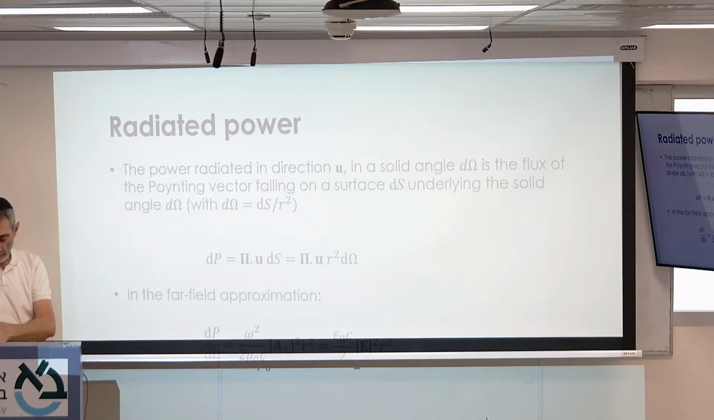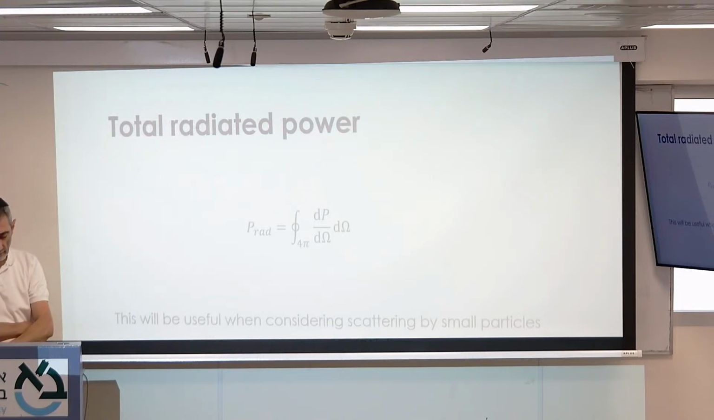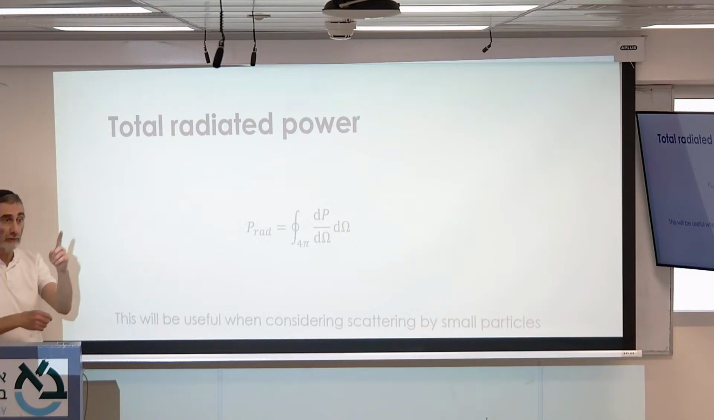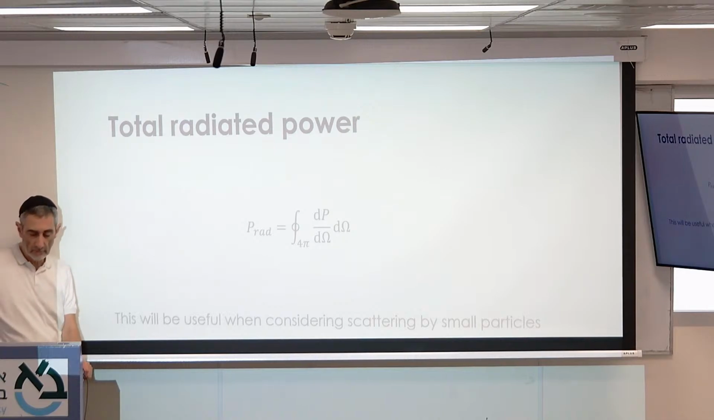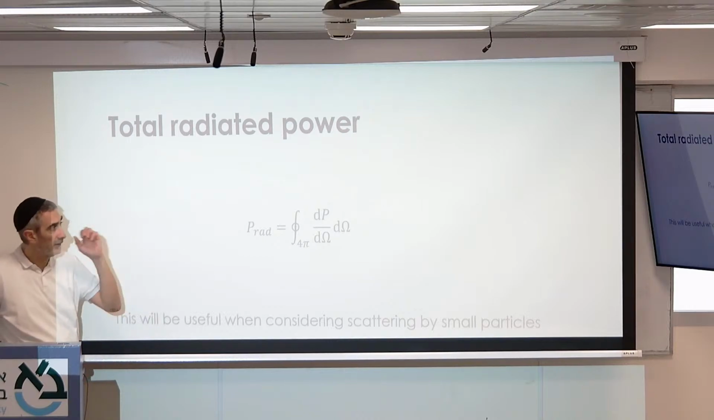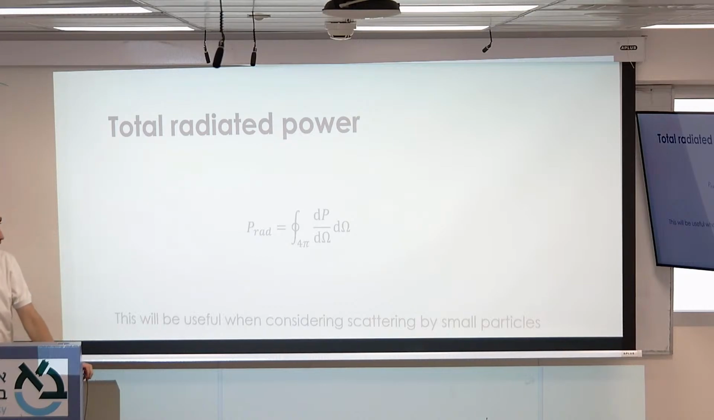And if you integrate over all the space, then you get the total radiated power, which is the flux of the Poynting vector on the sphere surrounding the scattering region. That's something that we will use, for instance, in the case of small particles. If you are far from the particles, we can see that as a small particle. That was just to give you some way to apply what we have done until now, using the far field approximation.